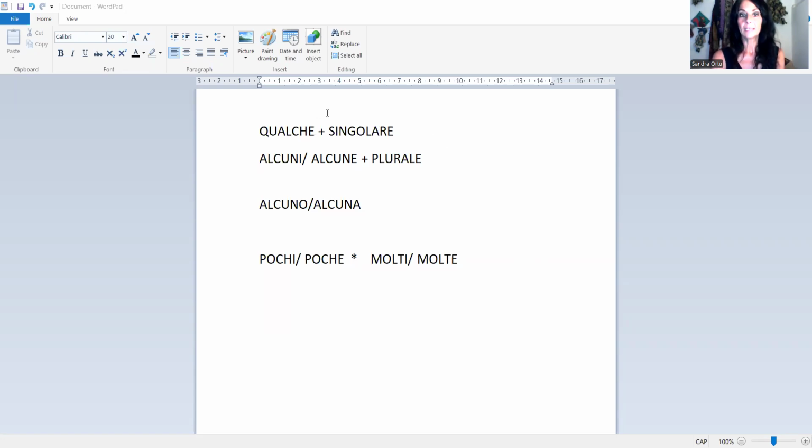However, qualche is used with a singular noun, so qualche volta. Instead, alcuni and alcune are used with plural nouns. With this example, we would say alcune volte. So if you want to say there are some trees, c'è qualche albero, singular, or ci sono alcuni alberi, plural. So as I said, there's alcuni for the masculine, as you can see from the endings, alcune for the feminine. I repeat, qualche only for singular, alcuni, alcune only for plural.